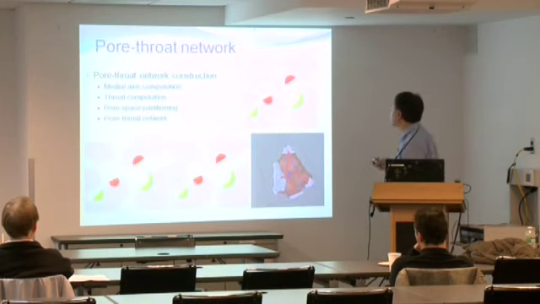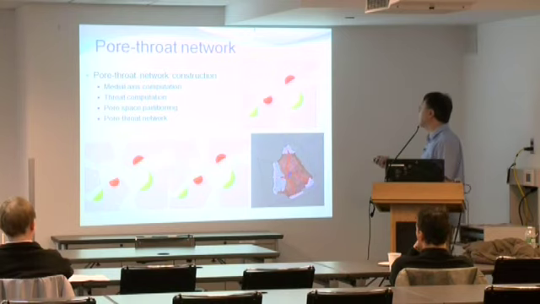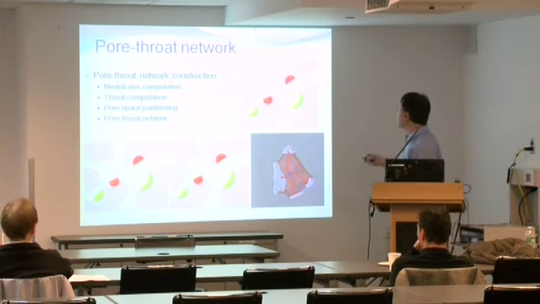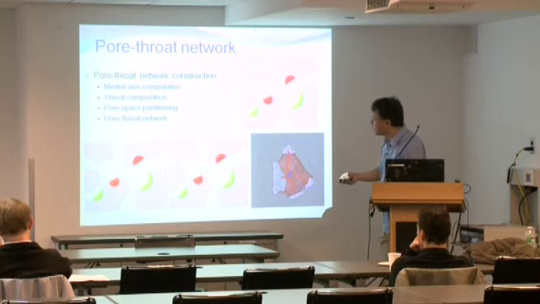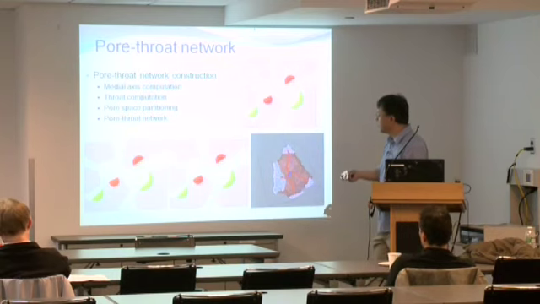And the next step is the pore network construction. This is one example of a two-dimensional segmented image. So the first step is to compute the medial axis for the void space. So we compute the medial axis using the thinning algorithm. Then we have these red curves. The red curves represent the medial axis.